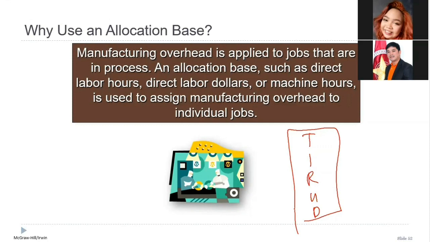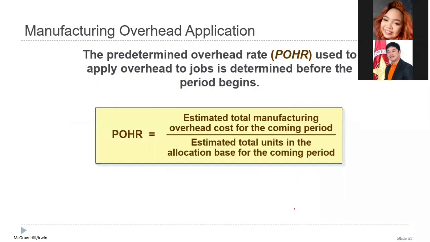maraming types of overhead are fixed in nature. So even though output fluctuates during the period, like the taxes, the insurance, yung rent, di ba halos fixed in nature yung mga yan? Okay? The depreciation. Di ba? So, to facilitate naman yung pag-allocate natin ng overhead to each job, we calculate what we call the predetermined overhead rate. Ito po, the predetermined overhead rate.